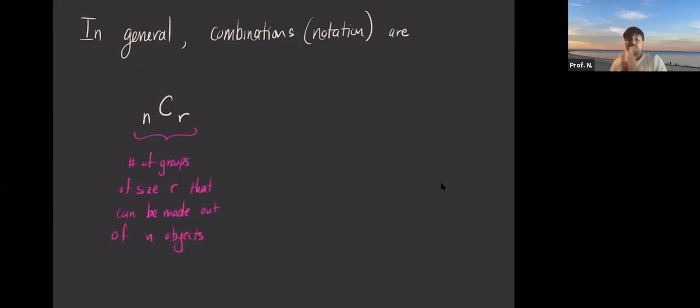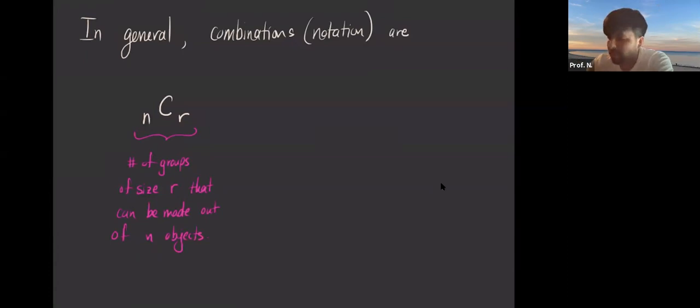Now, I hope that makes sense. Combinations, when you have NCR, means out of the N objects that you have, I want to know how many groups are possible that I can create if each group had R things in it. So in our example, we had 5 letters. How many ways can I select 3 letters out of those 5? And there's only 10 ways.